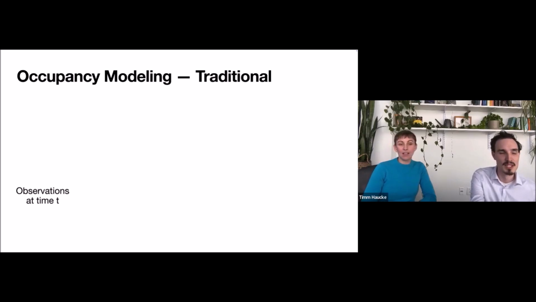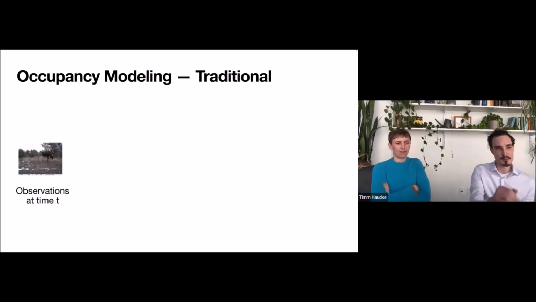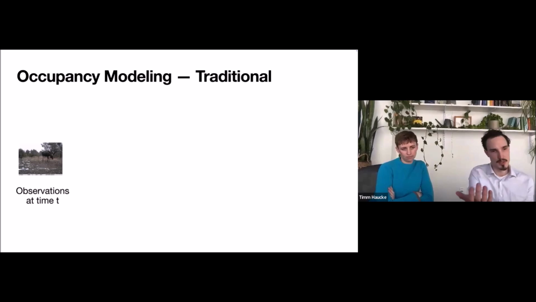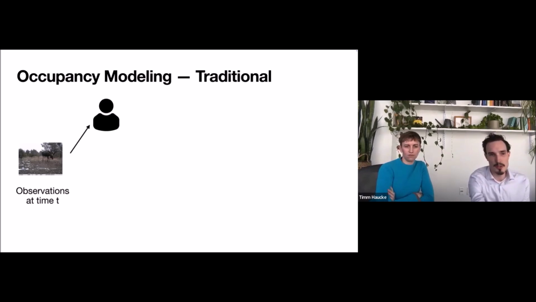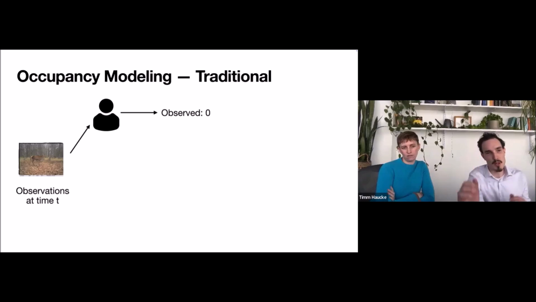So if you think about traditional occupancy modeling, you have your observations at time t. And again, we're going to use images for this, but it's very similar if you, for example, do passive acoustic monitoring. So you got your observations at time t, and you usually have some kind of human expert screening those images. And so then you're looking at a bunch of images in a specific time interval.